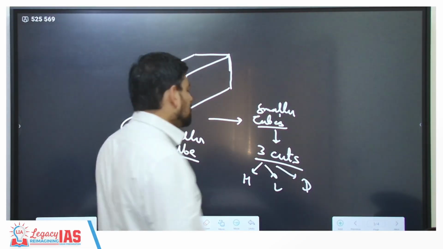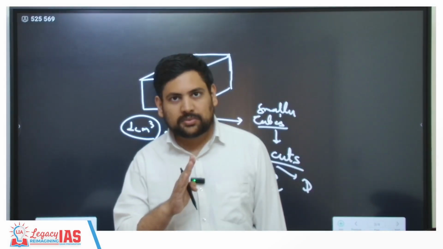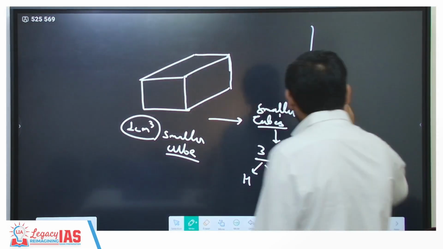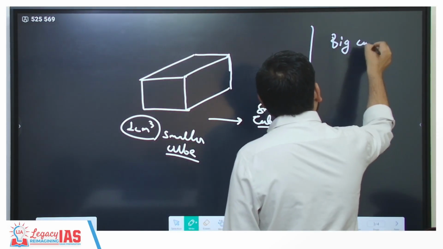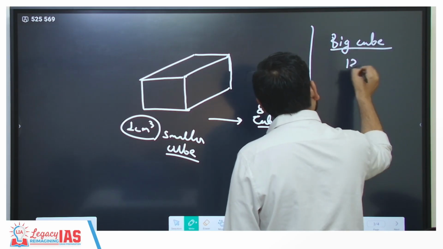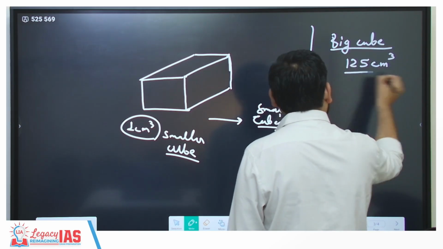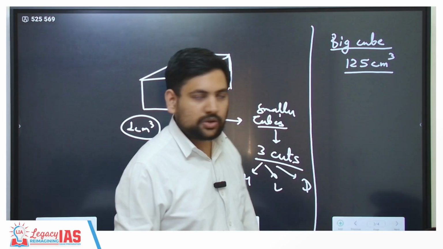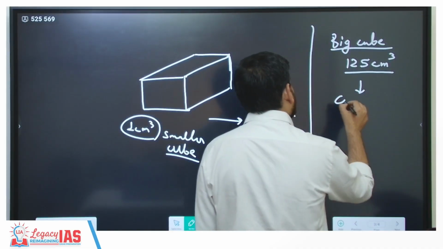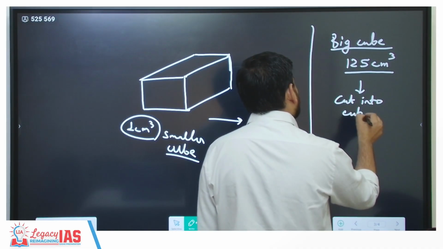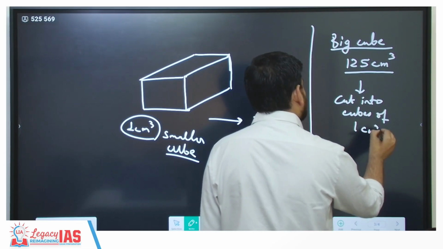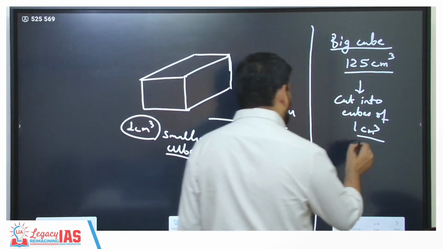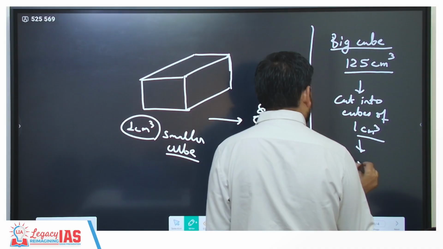Now what you need to do is always think in terms of one dimension. For example, there's a big cube. Let me give you the volume also: 125 cubic centimeters. So this is the volume of the big cube. Now it has to be cut into cubes of 1 cubic centimeter. 1 cubic centimeter cubes I want. Now how many cuts do I need, minimum?